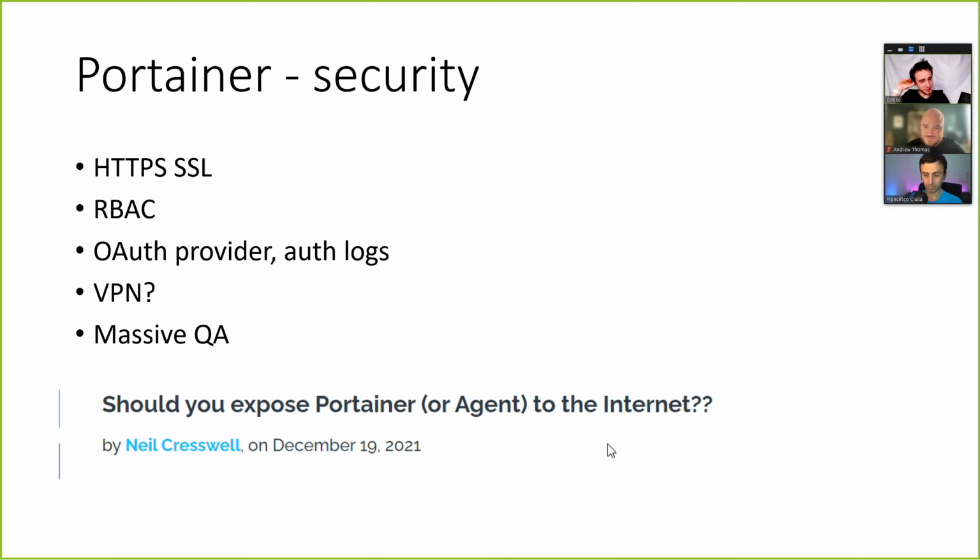What we also suggest doing is putting Portainer behind a VPN. So if you're exposing that to the public internet, then better use a VPN. And we have an awesome video on our YouTube channel explaining how to set up Portainer with WireGuard, which is a VPN that you might use along with Portainer. And our CEO wrote an awesome article on whether you should expose Portainer or the Portainer agent to the internet. Go check it out.